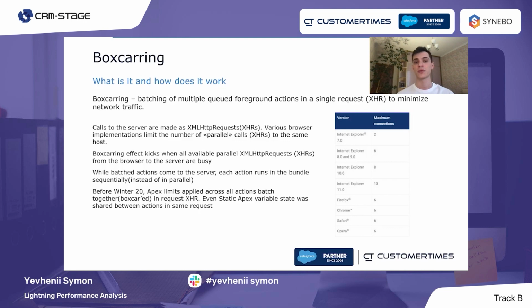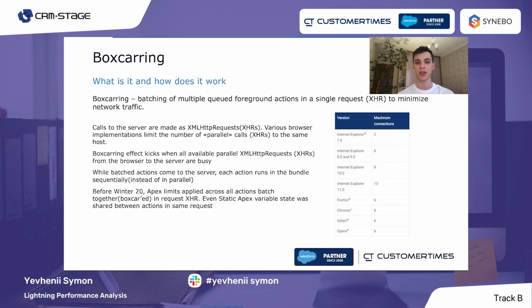So calls to the server are made as XHR requests. Various browser implementations limit the number of parallel calls to the same host. And in the most modern browsers, it's 6. So at the same moment of time, only 6 parallel requests can be done.